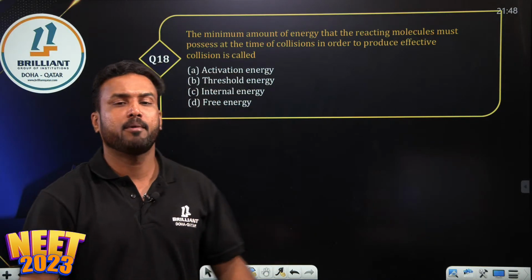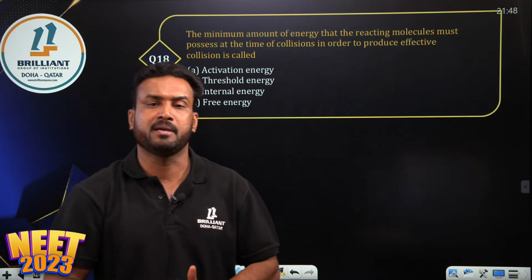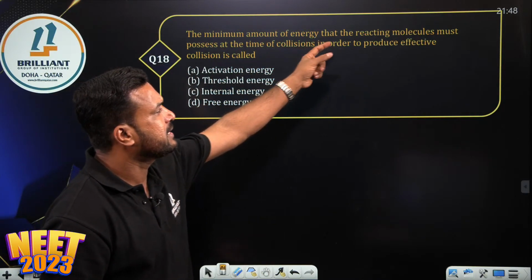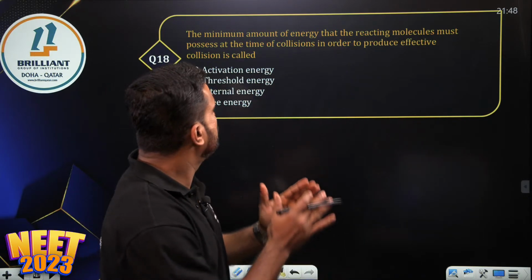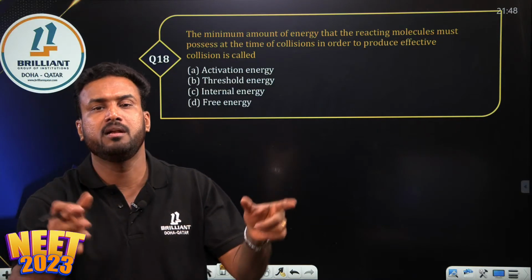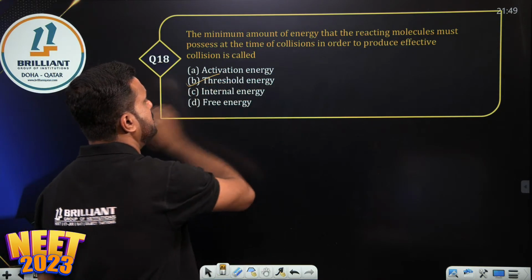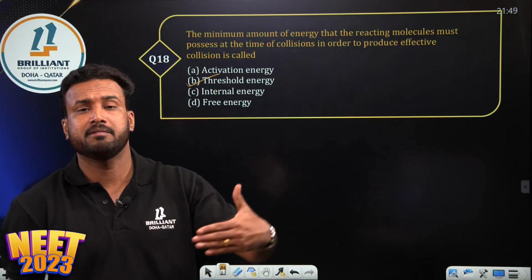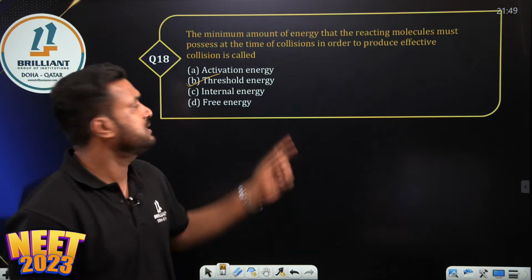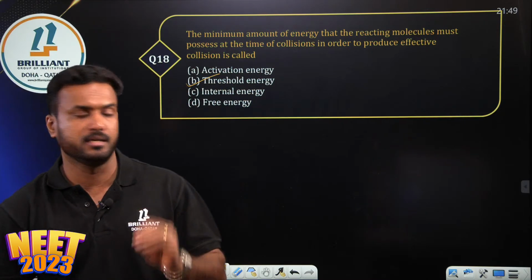So what is the minimum amount of kinetic energy that a reactant molecule should possess to participate in a chemical reaction? That is called threshold energy. The minimum amount of kinetic energy that every reactant molecule should possess to make effective collisions in a chemical reaction, which will determine the rate of chemical reaction. So the correct answer is threshold energy. If molecules do not have threshold energy, then we must supply an extra amount of energy, that is called activation energy. So here the right answer is option B, threshold energy.